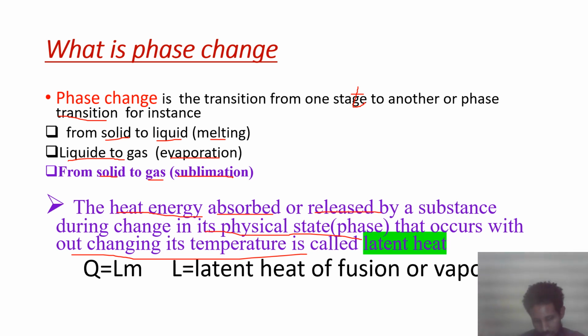So latent heat can be given as the product of the latent heat and mass. This L stands for latent heat of fusion or vaporization. If it is melting, it is called fusion. If it is evaporating, latent heat of evaporation. So latent heat is given by the latent heat of fusion or latent heat of vaporization times the given mass.